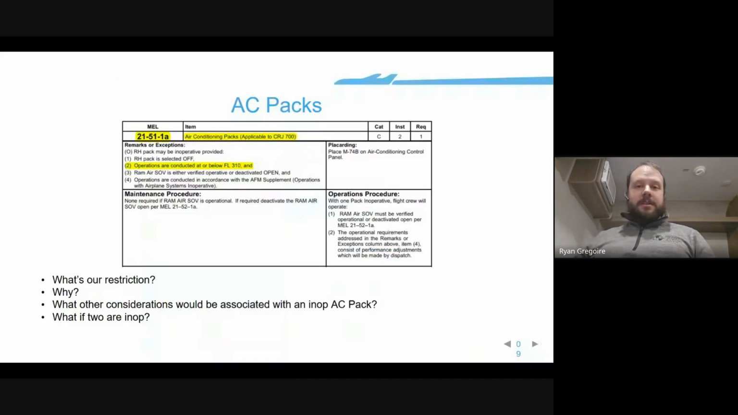All right, so we have looked at this one a little bit. AC packs, this is the one that we used as the example earlier. But let's go ahead and take a look at this, and let's ask ourselves these questions. First off, AC pack. What is the restriction?